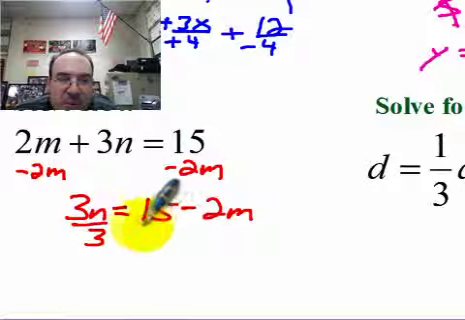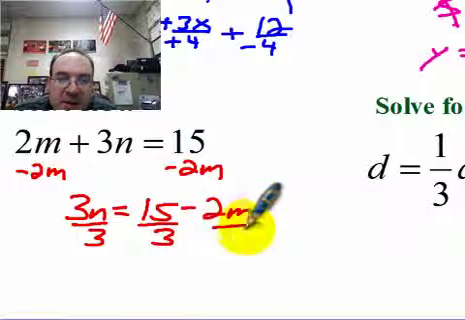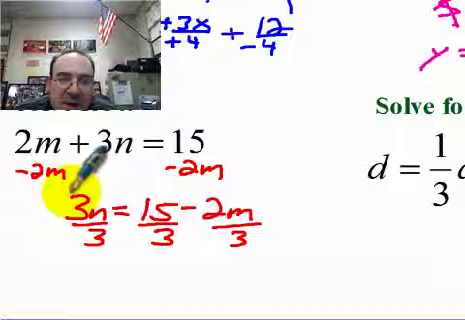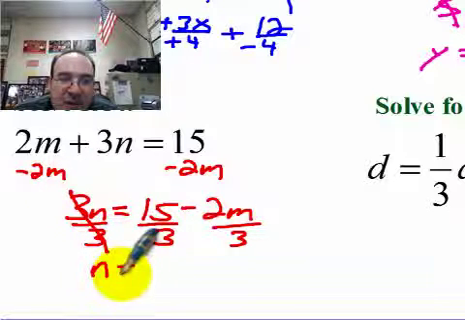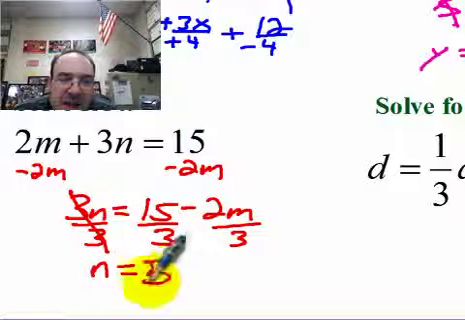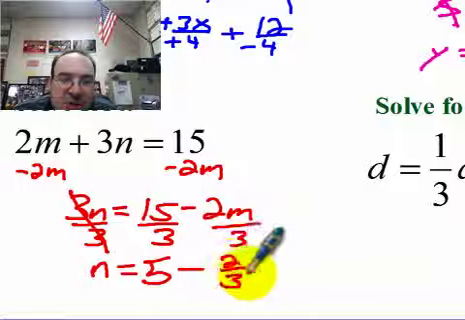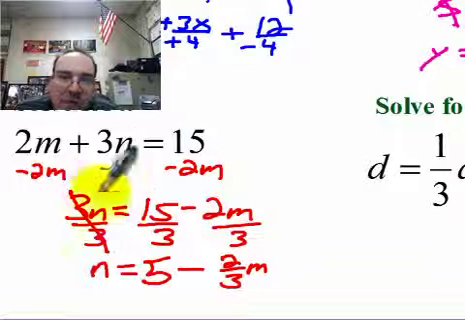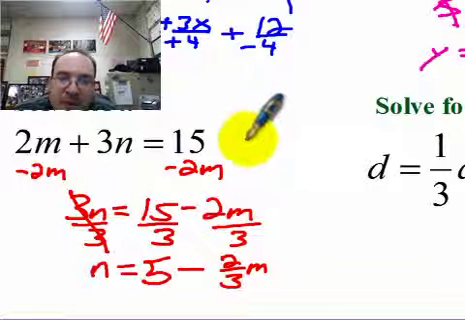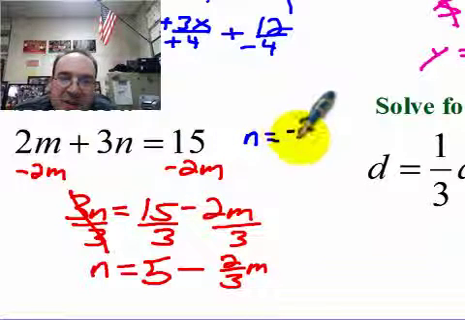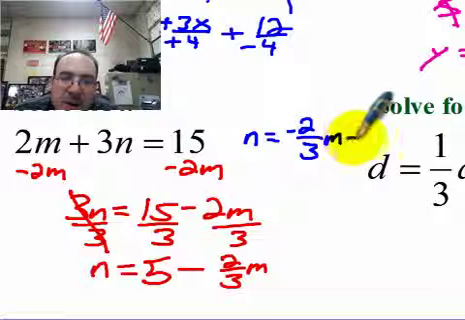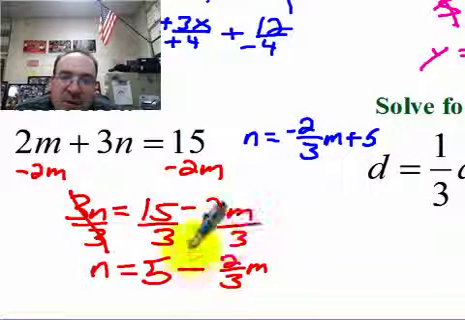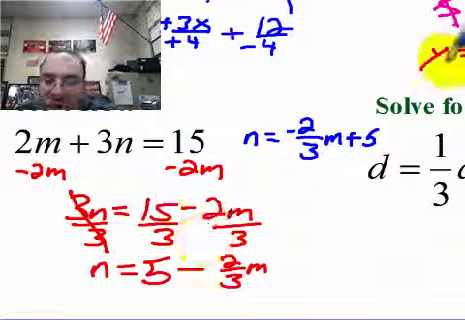And then I divide by 3, and I'm going to use the shortcut this time and just divide all three things by 3, so I get n by itself. And here I get 5 minus 2/3 m. And like I said, the other way you could have done it, if you would have put the 2m first, you would have had n equals negative 2/3 m plus 5. So either of those is fine as long as the negative stays in front of the 2/3.